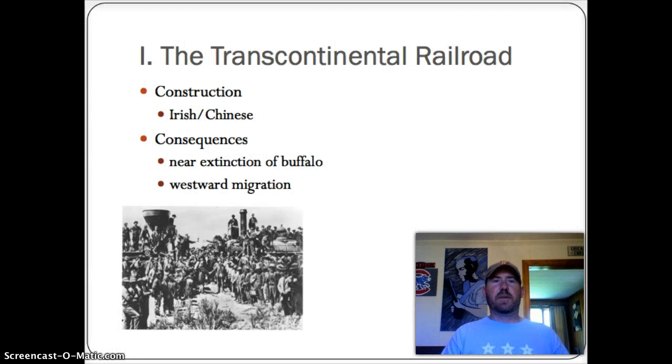So the first thing we're going to deal with expansion to the west is the Transcontinental Railroad, and you need to know that it's two different companies, Union Pacific and Central Pacific, working from the east and the west, trying to meet in the middle. And one of the big factors of this is who built it on both sides.